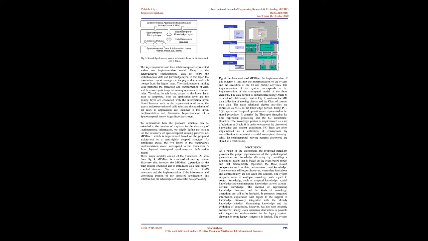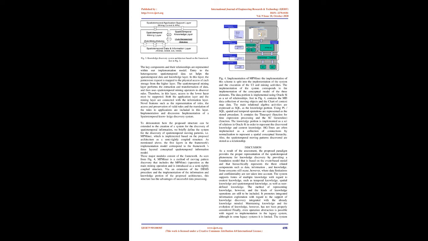Information discovery processes consist of 5 steps: task creation, specific data set creation, spatio-temporal data mining, visualization, and analysis and assessment. The key components and their relationships are represented within our implementation model. Entry to the heterogeneous spatio-temporal data set helps the spatio-temporal data and knowledge layer. In this layer, the permission request is mapped to the physical access of each storage from the higher layer. The spatio-temporal mining layer performs the extraction and transformation of data, and then uses spatio-temporal mining operators to discover rules.